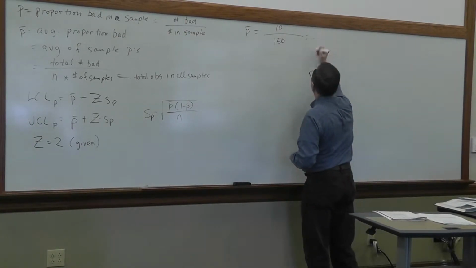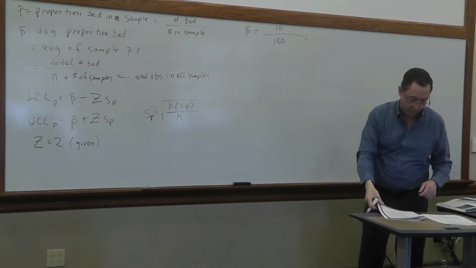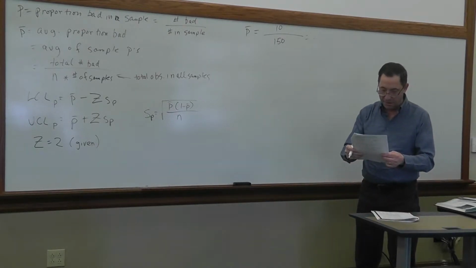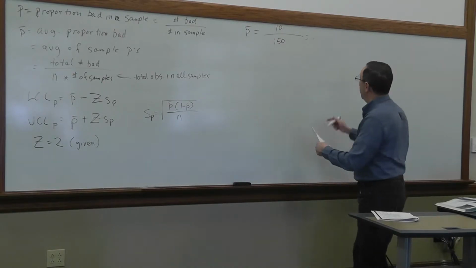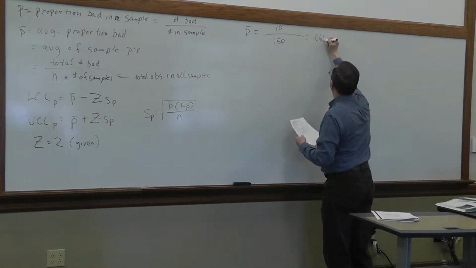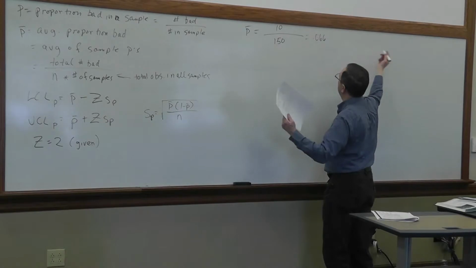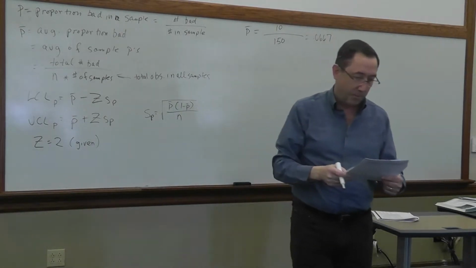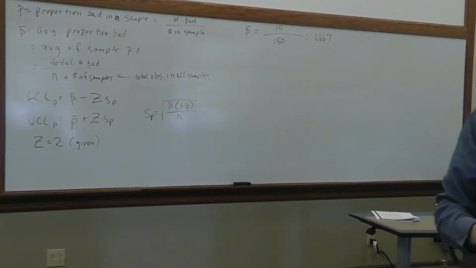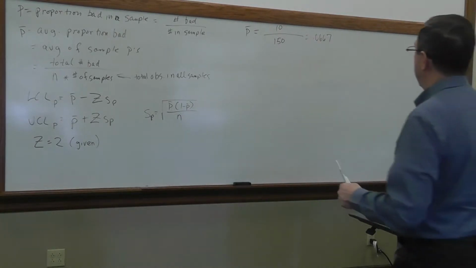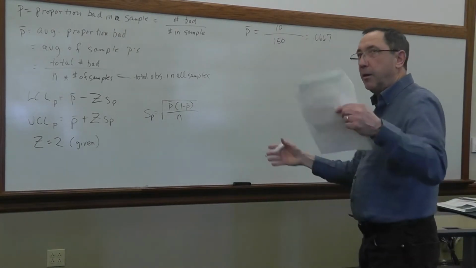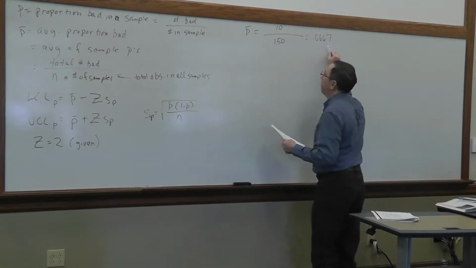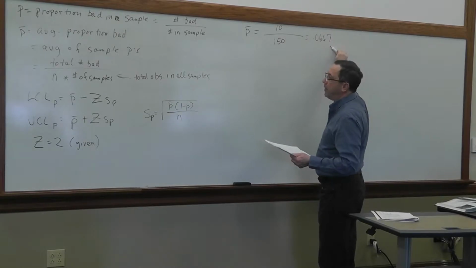And that's 10 over 150, which is 1/15. I've got the solution here somewhere: 0.06666666, depending on how many decimal places you want to take that out. So the average proportion bad is 0.0667. If we were saying percentages, about 6.67%, but we're sticking with proportion. So we've got our P bar.